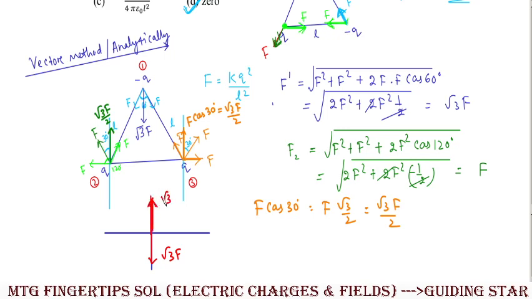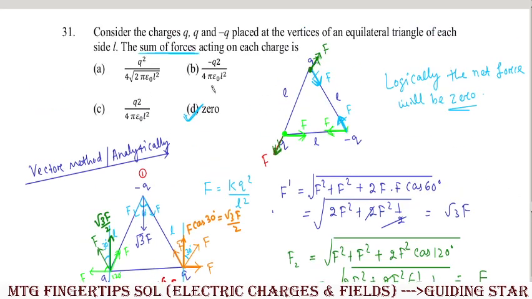And in the vertically upward direction two forces are present, clear. How much are the two forces? One is root 3 by 2 F, the other is root 3 by 2 F, that means the total will be root 3 F. So these two forces over here will cancel out each other, clear. So the sum of all the three forces becomes 0, clear. So finally here option D will be the correct one.